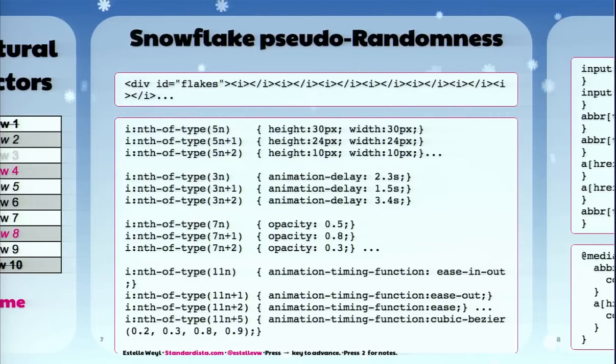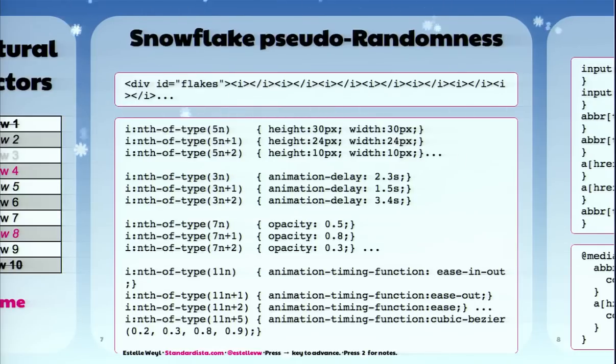I basically used odd prime numbers so that it wouldn't repeat. So 3n plus 1, 3n plus 2, I gave it different delays so that they would start at different times. I'll talk about delay later on, so if this doesn't make sense to you, don't worry.